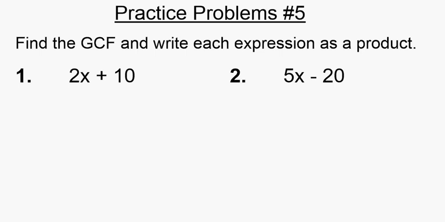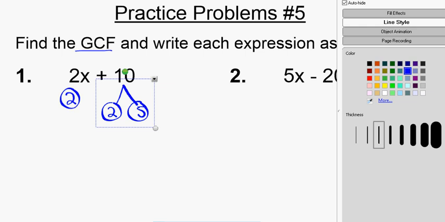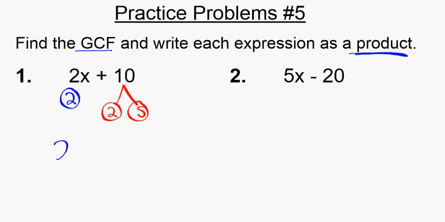So here we are finding the GCF, your greatest common factor, and then writing each expression as a product, which means multiplication. So we have to factor our 2x plus 10. Now 2 is prime, so we're not going to factor 2. 10 is not. That is the same as 2 times 5, and each of those are prime. I'm going to change that color real quick to red. So we have our first term as 2 times x, and then our second term is 2 times 5. And these are being added, so I'm going to put plus in between.